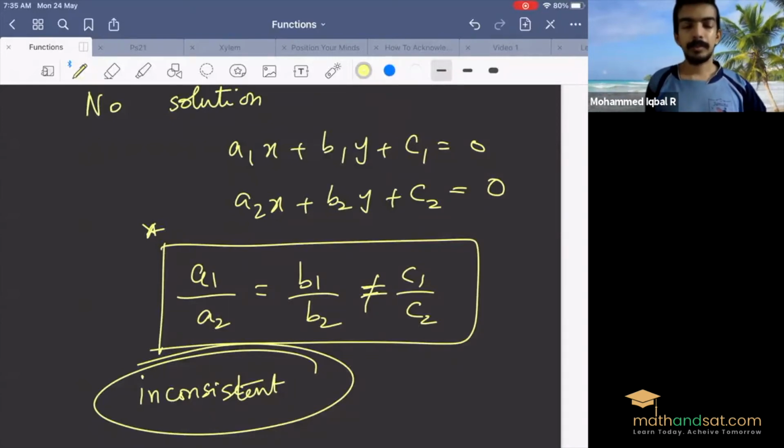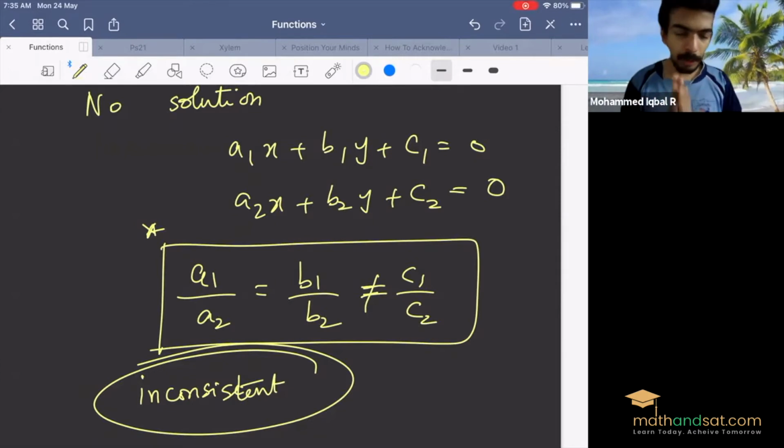Clear? Is that clear? Clear? Is that clear? Yep.